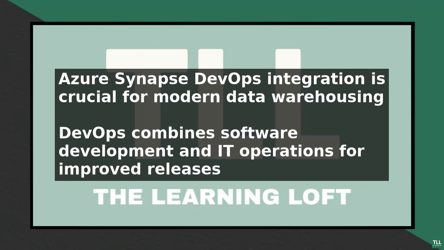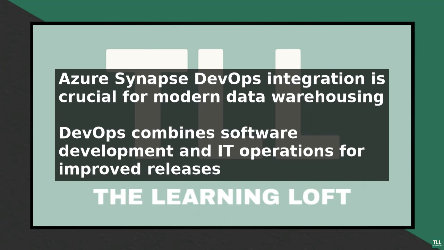First, it is essential to understand the importance of DevOps in Azure Synapse. DevOps is a set of practices that combines software development and IT operations to improve the speed and quality of software releases. In Azure Synapse, DevOps enables you to manage and monitor your data warehouse and analytics pipeline more efficiently.